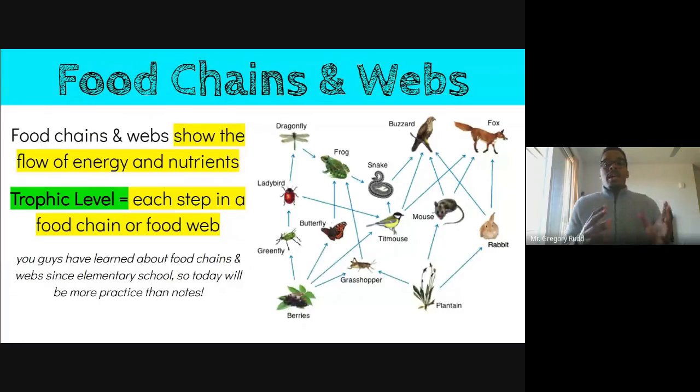When we think about energy being transferred from one organism to the next, it's often useful for us to take a look at food chains or food webs so we can see exactly how organisms are consuming each other, how they are being consumed, and then from there we can really get a picture of where energy is moving throughout an ecosystem.